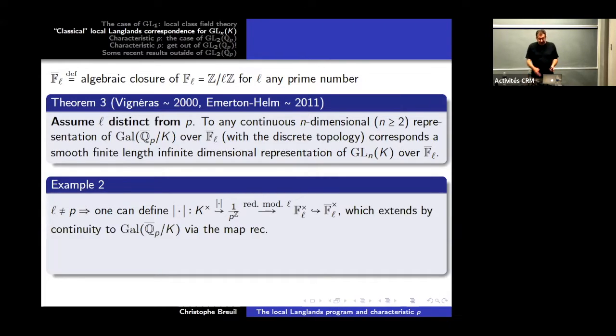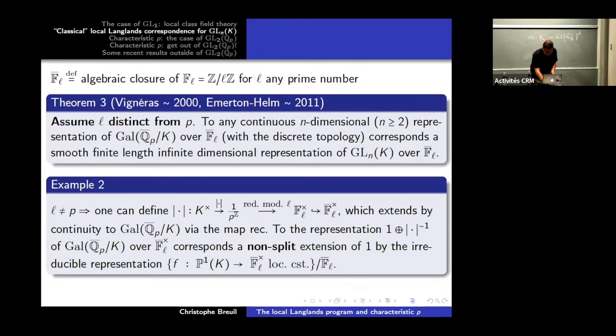In fact, this norm extends by continuity to Galois p bar over k via the reciprocity map, which, recall, was going from k cross to Galois q p bar over k made abelian, and it has dense image. So the norm is a character of Galois p bar over k, so it factors through the abelian quotient, and it is a character on k cross as it is defined. It extends uniquely by continuity to the Galois group, which was not the case for the p-adic norm over C, in case you wonder. Using this representation, you get the case where on the GL2 side, for instance, you have something which is non-split. You take the Galois representation 1 plus norm minus 1, and it corresponds to a representation which is actually a non-split extension of 1 by a certain space of functions, which is called the Steinberg.